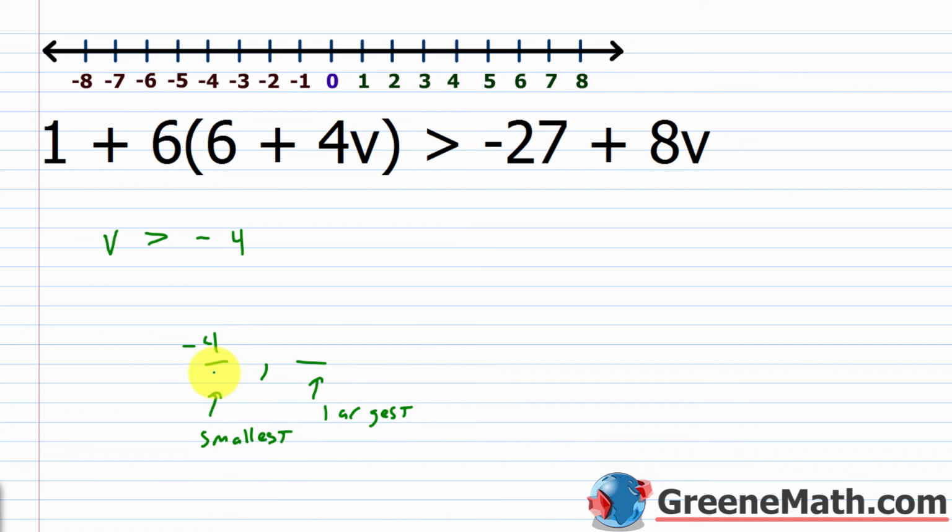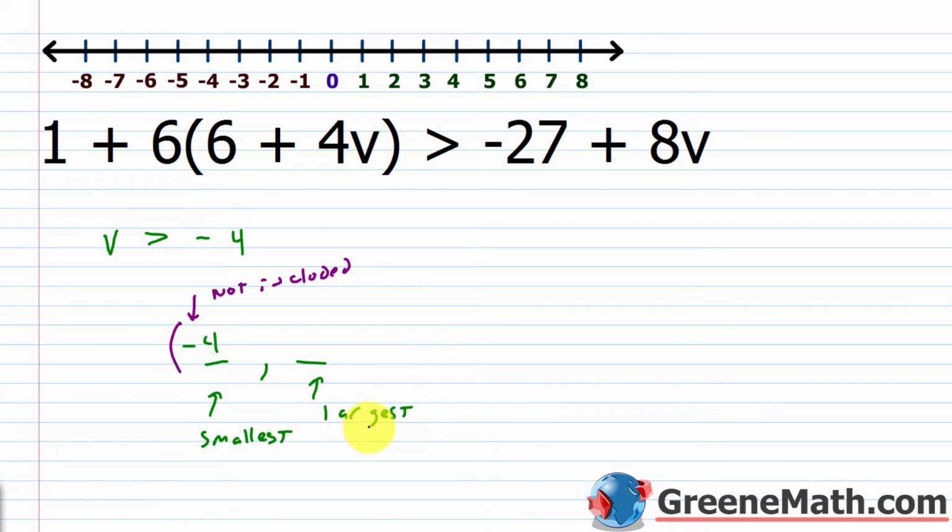Is negative 4 actually the smallest value that v can take on? No, it's not. It's as close as we can get to thinking about it, though. I can't possibly list the smallest value. To show that, I'm going to put a parenthesis next to negative 4 to say it's not included. But anything larger than negative 4 would work. If I had negative 3.999999978, that would work, because looking at a number line, that would be larger than negative 4. But again, anything that's negative 4 or smaller will not satisfy the inequality.